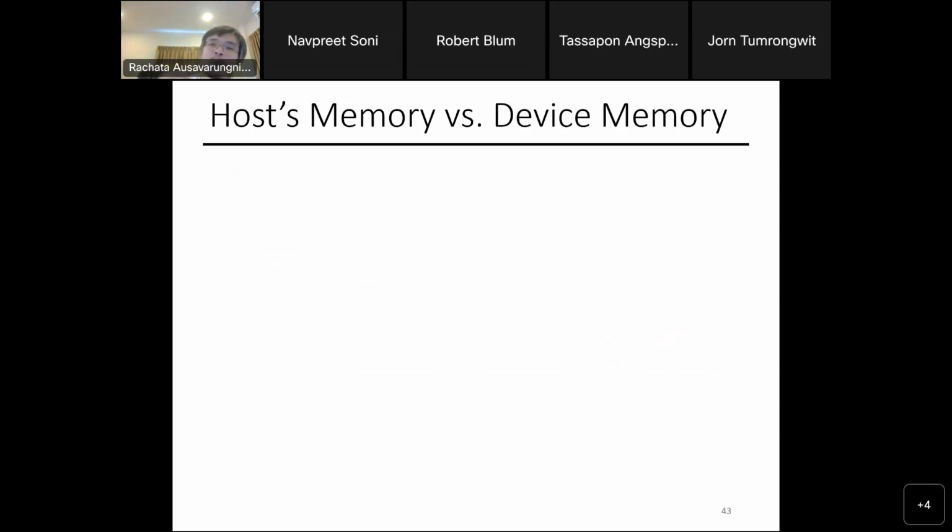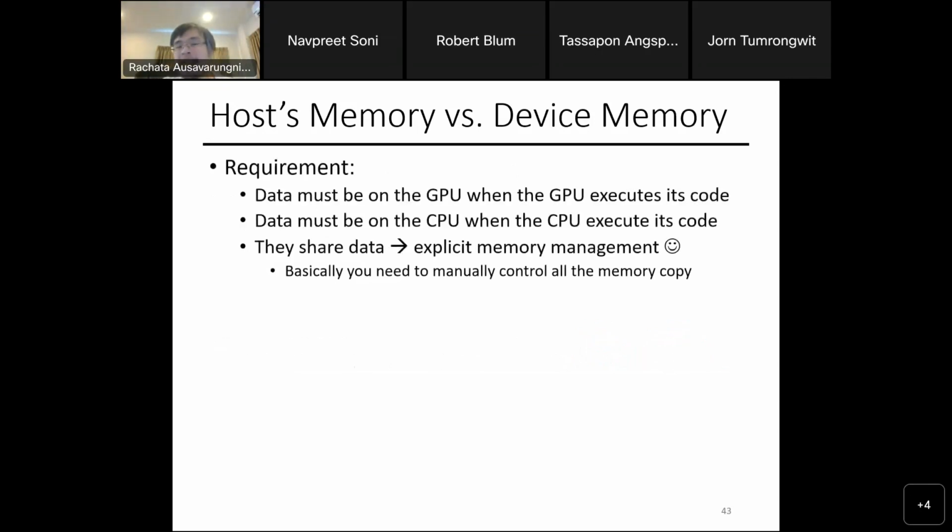So when you want to run something on a GPU, the requirement is this. You must transfer the data to the GPU before the GPU starts running. Basically, if you need to run something, make sure the data is there. Then when you finish running, you need to transfer the data back because they share the data. But you need to manually transfer the data back and forth. To get the performance, as I said, this data transfer takes a long time, so you want to minimize this.